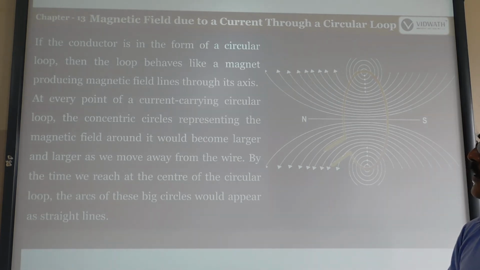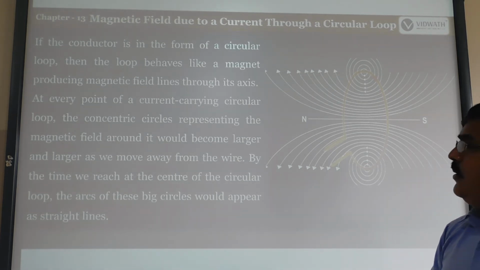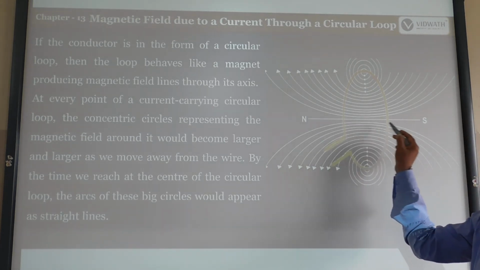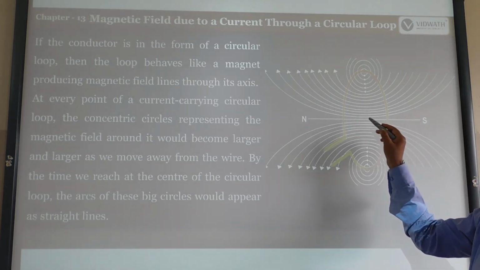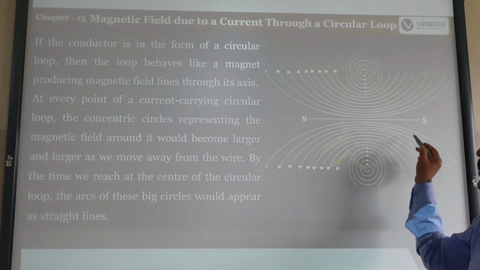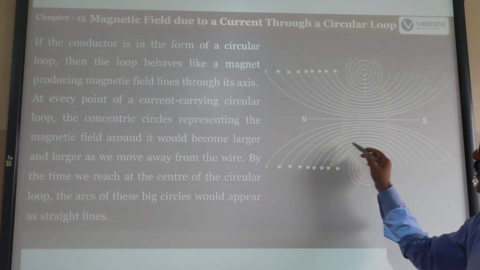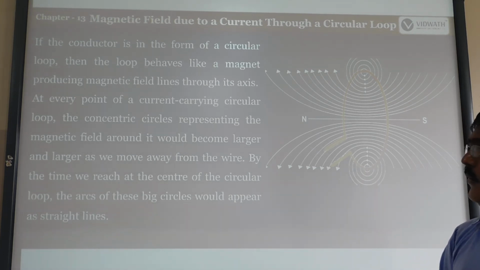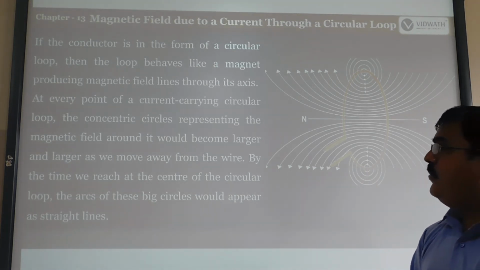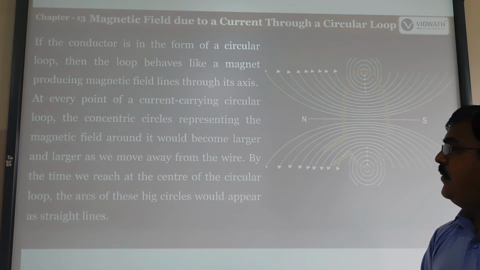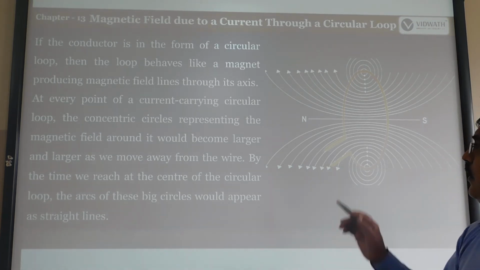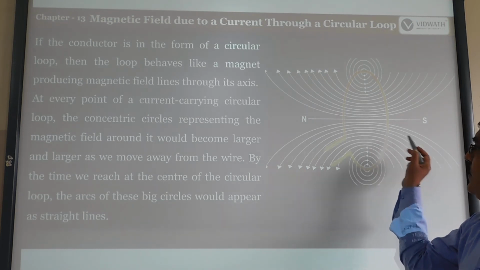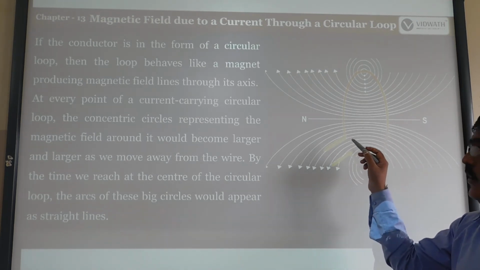So this is the concentric circle representing the magnetic field around it, becoming larger and larger as we move away from the wire. It becomes larger again from the wire. By the time we reach the center of the circular loop, the arc of the big circle will appear as a straight line. These are the arcs which are produced in the middle of the circular loop.